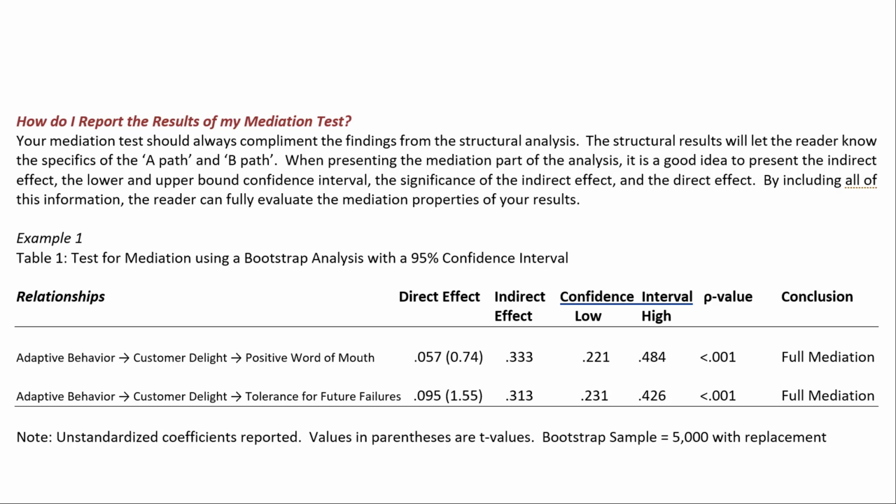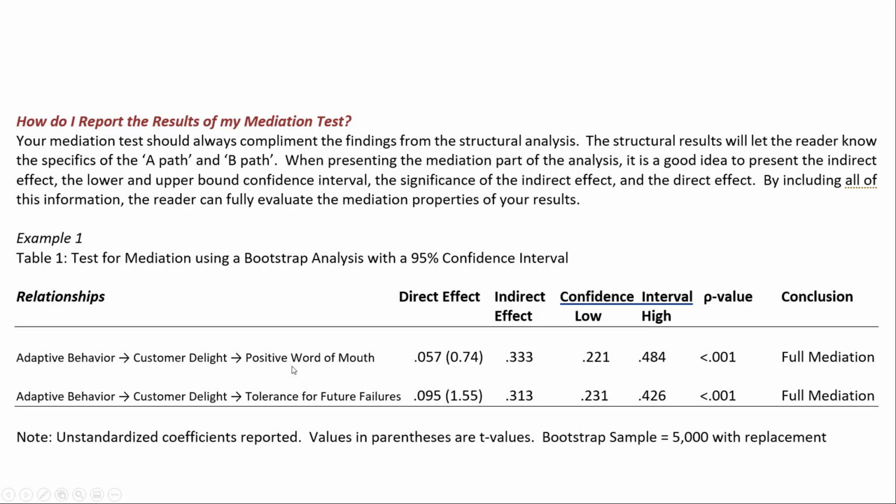So with this, it's going to follow a little bit of a similar format as the structural results, except this time I like to put in the table, hey, this is a test for mediation. I used bootstrap, and I'm also letting them know exactly what my confidence interval was. Sometimes people do it at a 90% confidence interval. Well, I put this specifically at a 95% confidence interval. I like to have these relationships with the arrows included, like I did with the structural relationships, because it lets me tell exactly what indirect effect I'm testing. In this particular instance, it was adaptive behavior through a construct called customer delight to positive word of mouth.